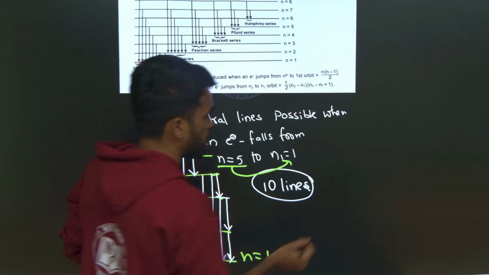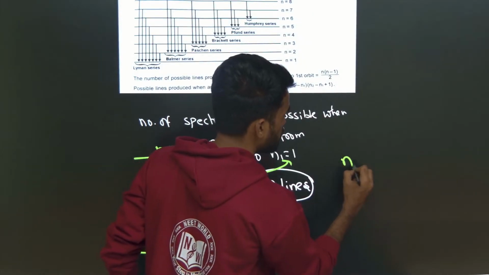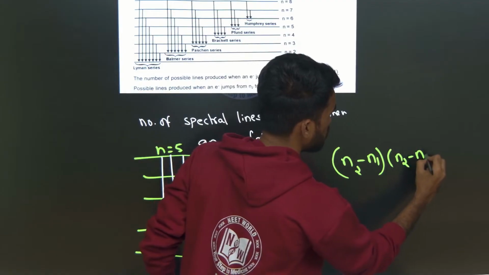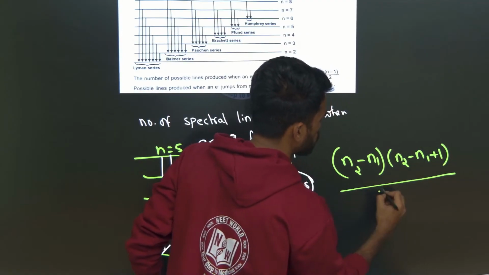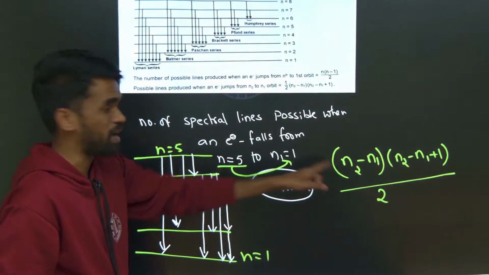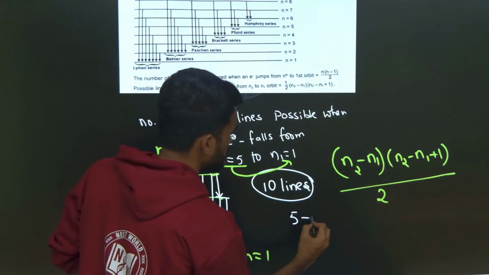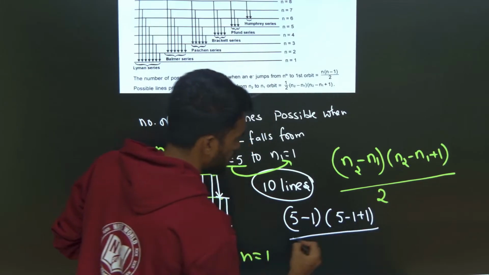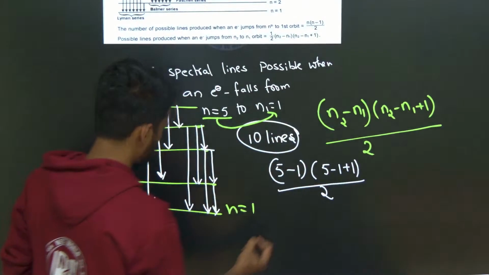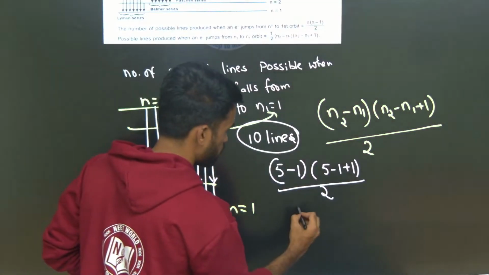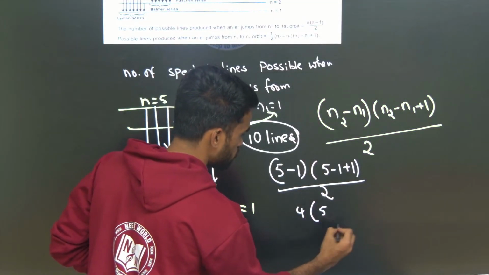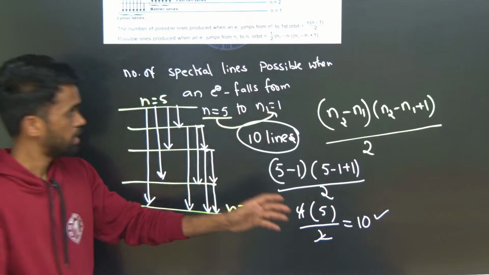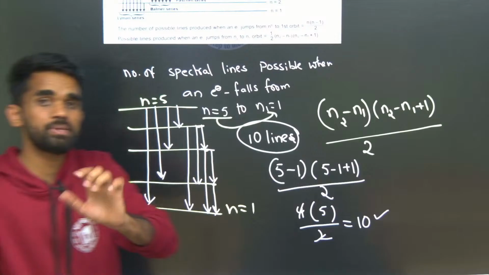Just use this formula. Number of spectral lines equals (n2 minus n1)(n2 minus n1 plus 1) by 2. Okay, so what are the n2 and n1 values given? (5 minus 1)(5 minus 1 plus 1) by 2. So what could be the answer? Here it will be 4 into 5 by 2, which means 10. So both give the same number, 10 and 10. Hope this concept is clear now.